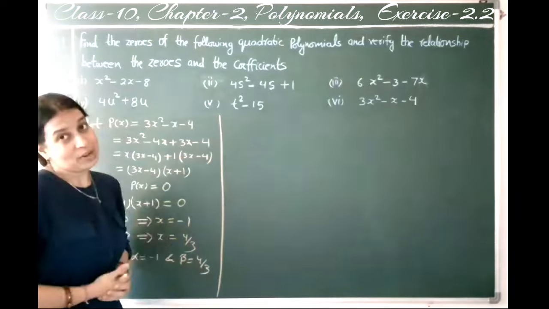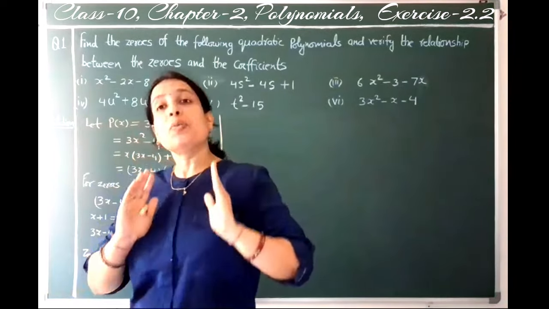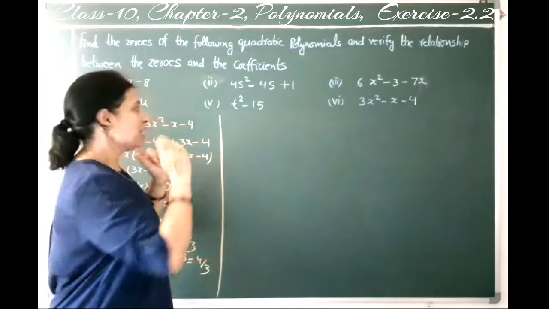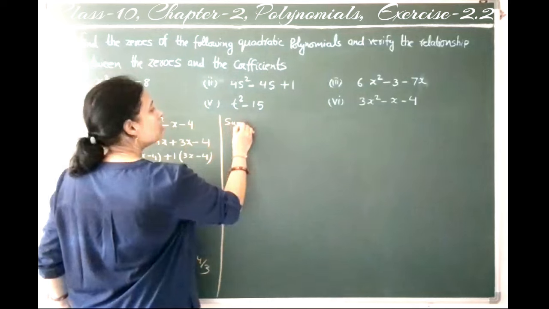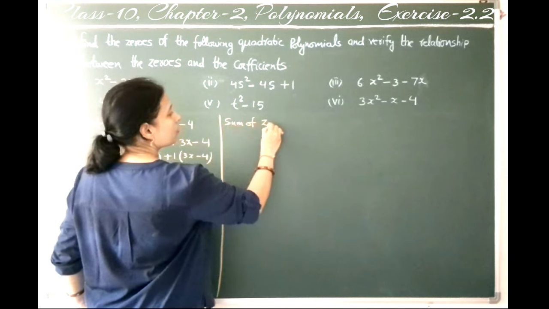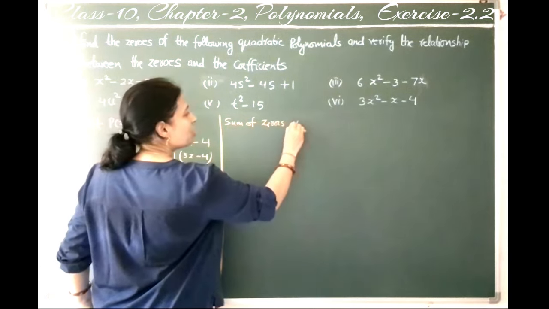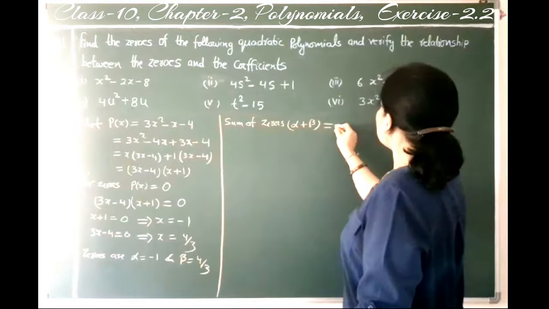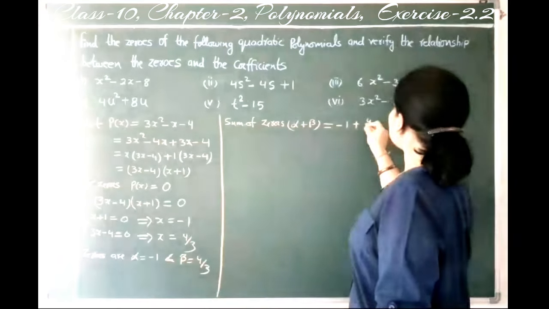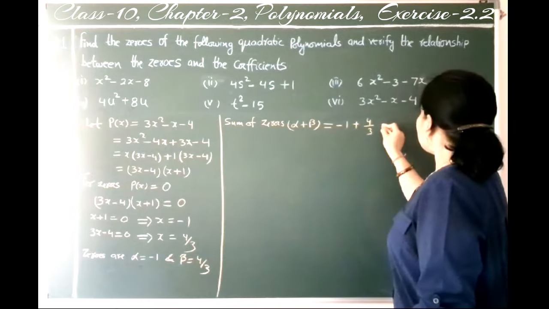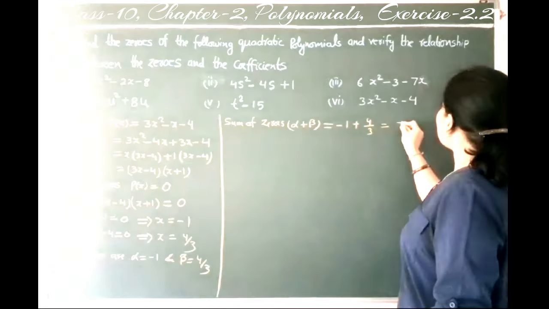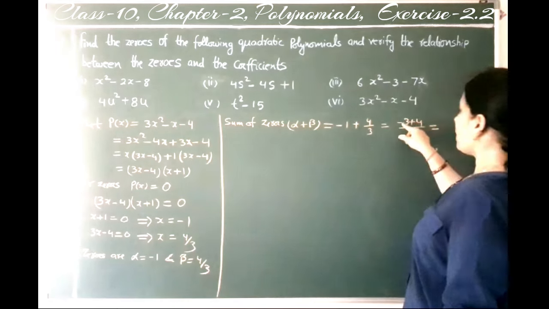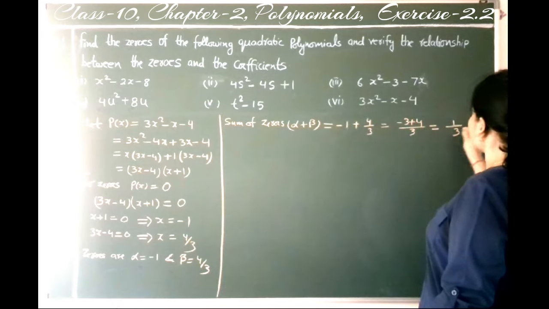Now we have to verify sum of the zeros is equal to minus b by a and product of the zeros is equal to c by a. So first write sum of zeros. Sum of zeros means alpha plus beta. Alpha is equal to -1 and beta is equal to 4 by 3. So when we add this, it will be -3 plus 4 divided by 3. 4 minus 3 is 1. So it is 1 by 3.